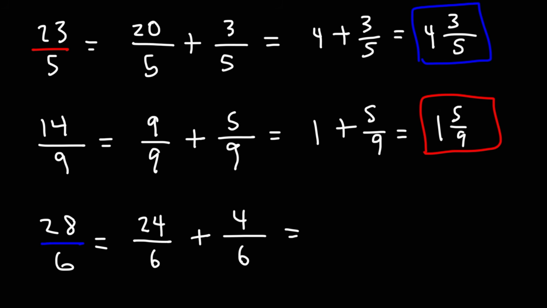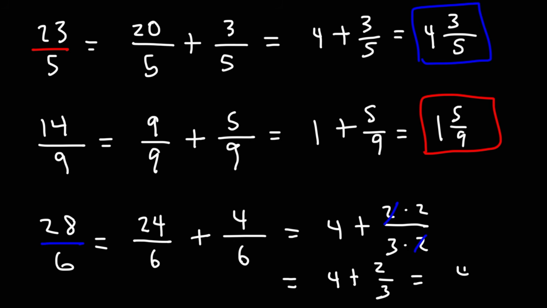24 divided by 6 is 4. And 4 over 6, we could simplify that fraction. 4 is 2 times 2. 6 is 3 times 2. So we can cancel a 2. And so we're left with 4 plus 2 over 3. Thus the final answer is 4 2/3. So now you know how to convert an improper fraction into a mixed number.